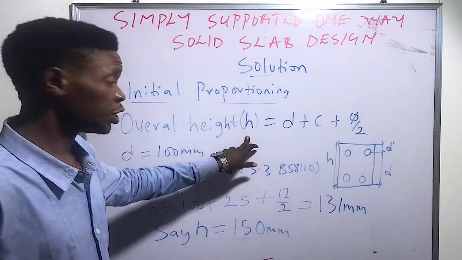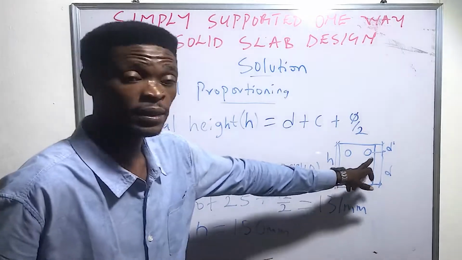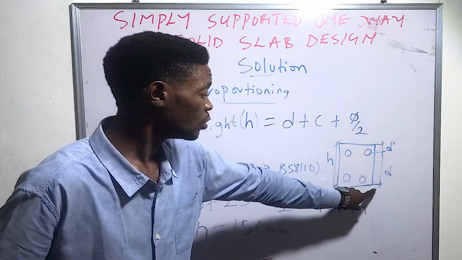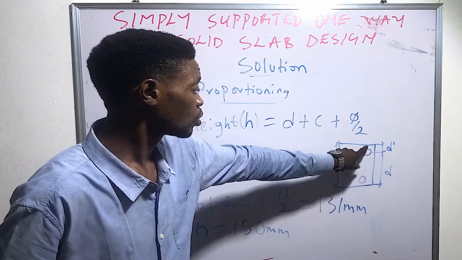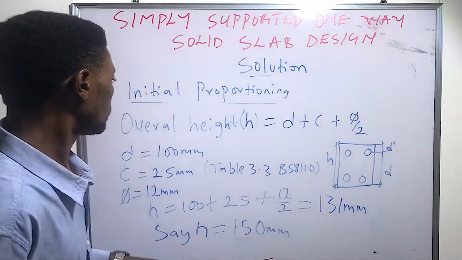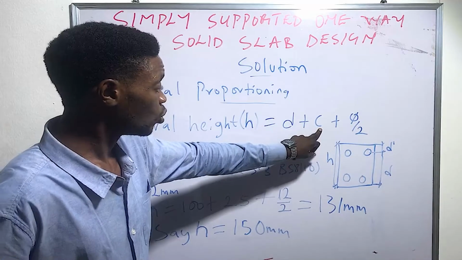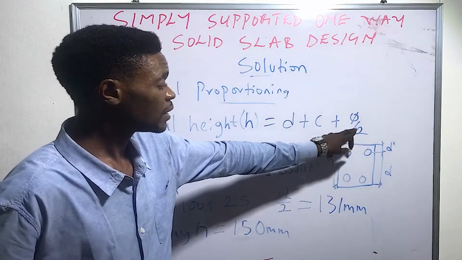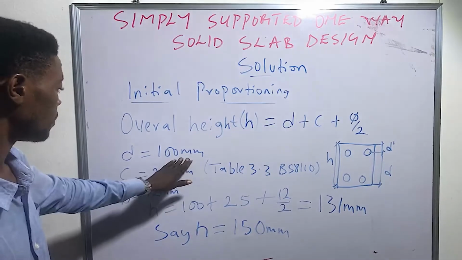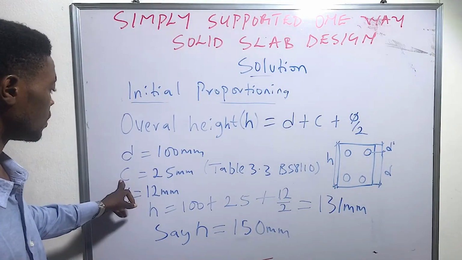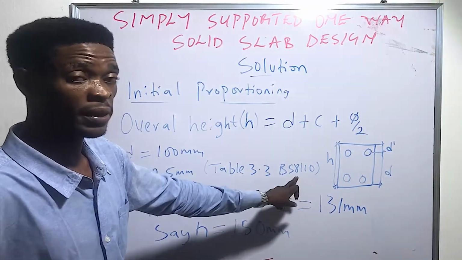Our overall height h is from end to end, and d starts from the middle of reinforcement to the end of slab, while d prime is the half of reinforcement plus cover. That's d prime. Our overall height h is d plus cover to reinforcement plus diameter over 2, which is this. Then your d, like I said, take it as 100 mm. Then your cover of reinforcement is 25 mm from table 3.3, BS 8110. Then you can get your cover.